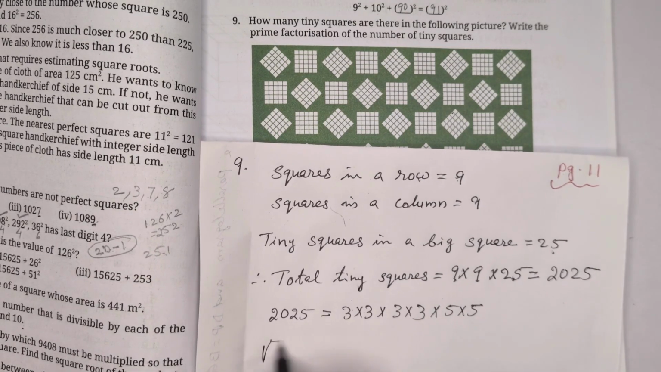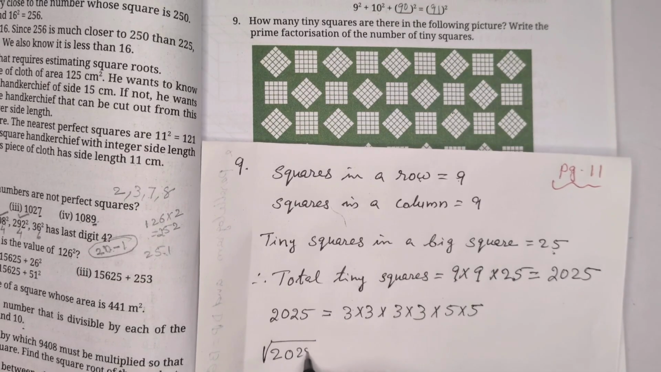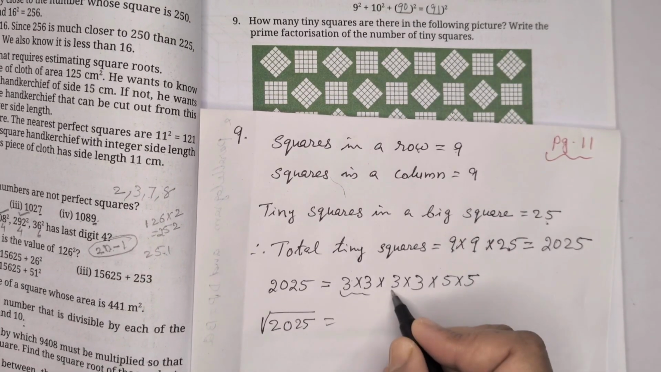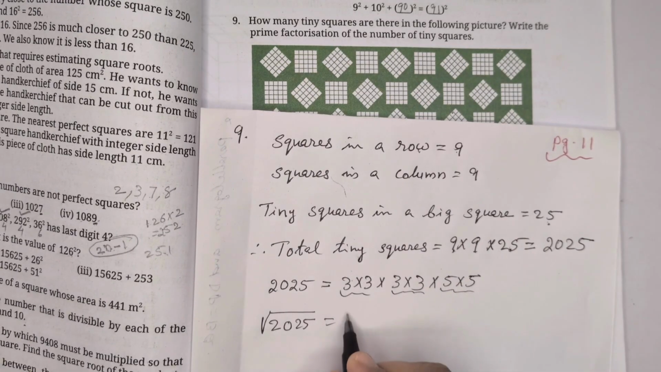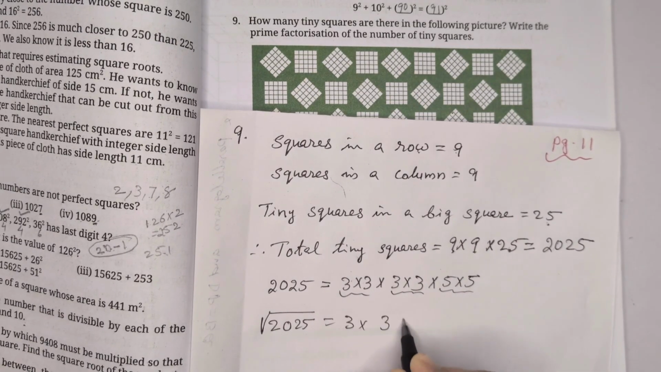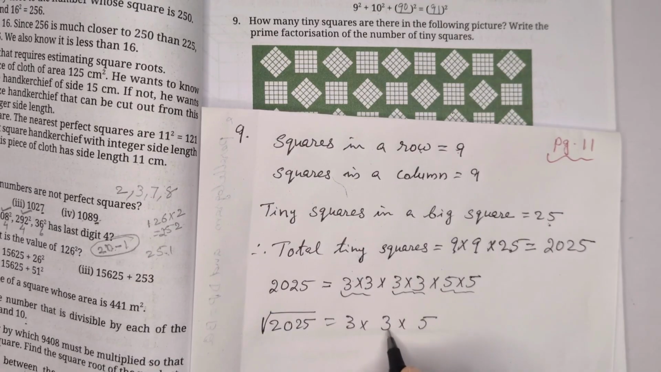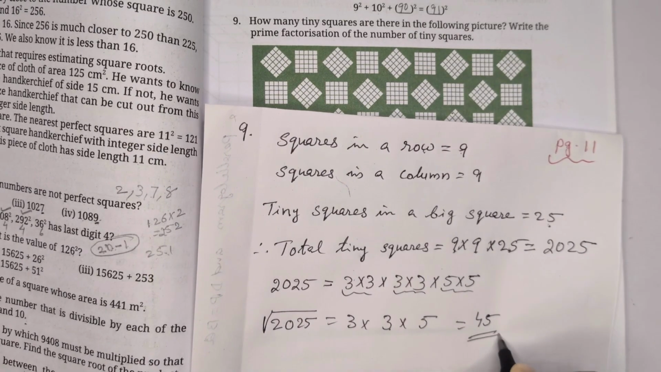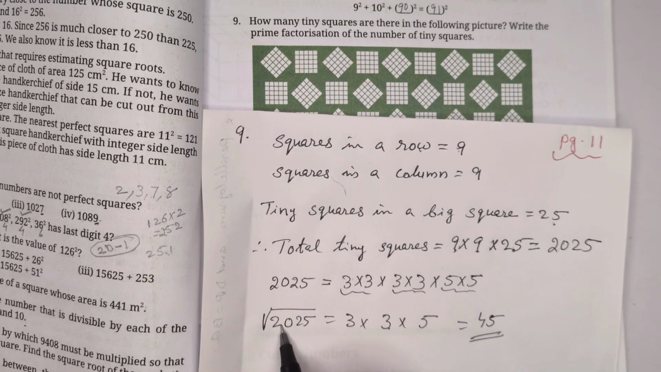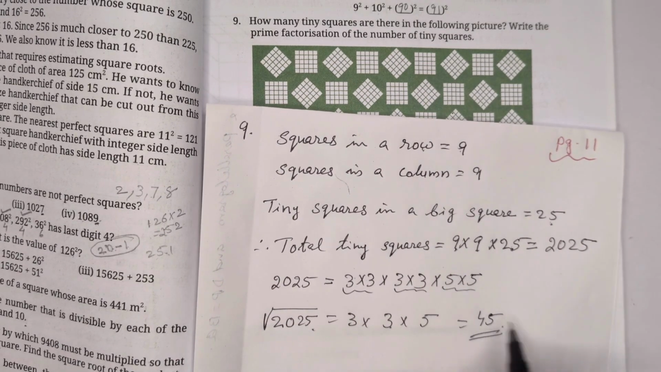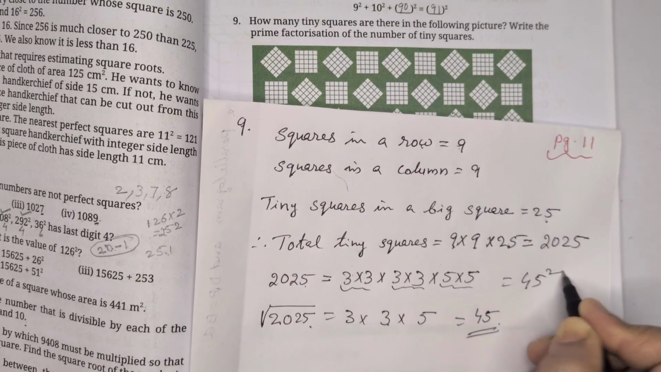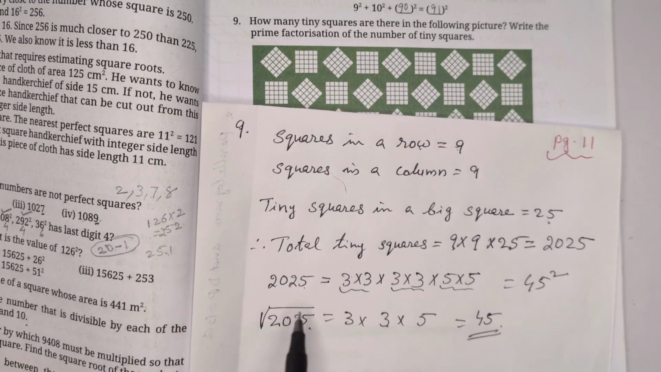Now we can find the square root of that number, 2025, which is equal to making groups of 2. So one 3, again one more 3, and this 5. So 3 into 3, 9, 9 into 5, 45. So we can write square root of 2025 is equal to 45, or 2025 is equal to 45 square. So that's the prime factorization of 2025.